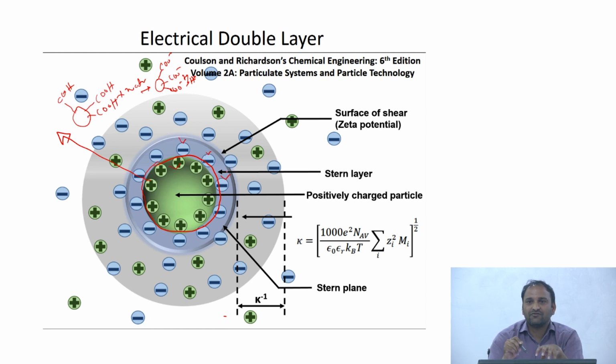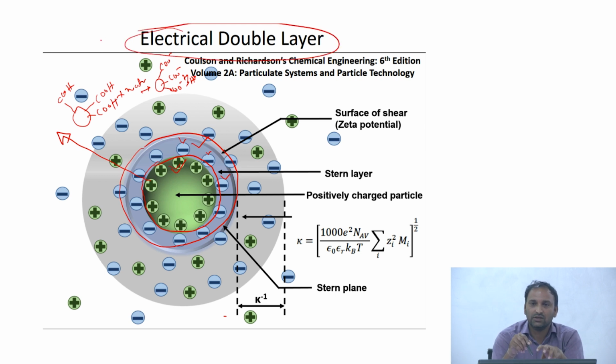Because I have a positively charged particle, and if there are negatively charged ions in the solution, the electric field developed because of the positive charges on the particle surface is going to attract the negative charges. Because of this, there is going to be a concentration of negative counter ions close to the particle surface. So in a way I have a picture of a charge that belongs to the particle surface and a charge that is in the solution. This is what is called the electrical double layer.